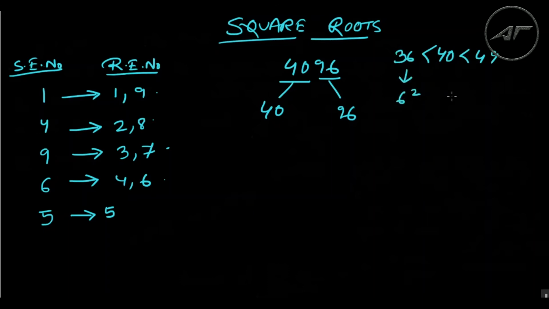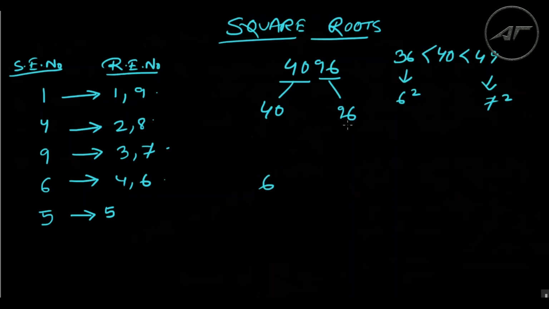36 is 6 square and 49 is 7 square. Therefore this lies between 6 square and 7 square. So we'll take the least one, that is the first number that will form the root of the number whose square root we are finding, which is 6. Fine. So the first number of the root is going to be 6.